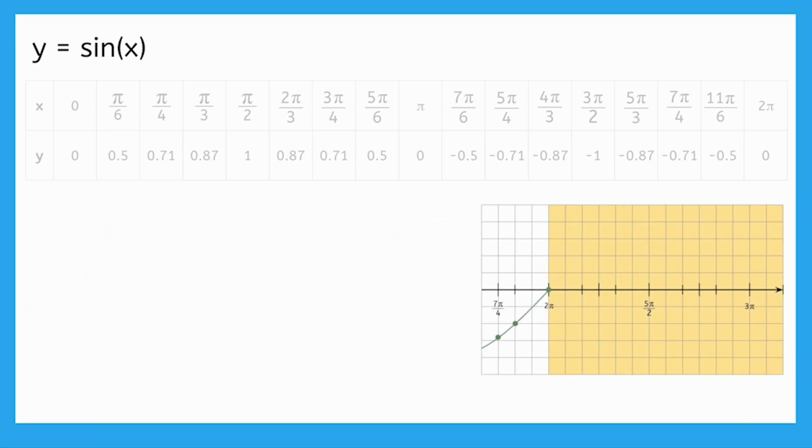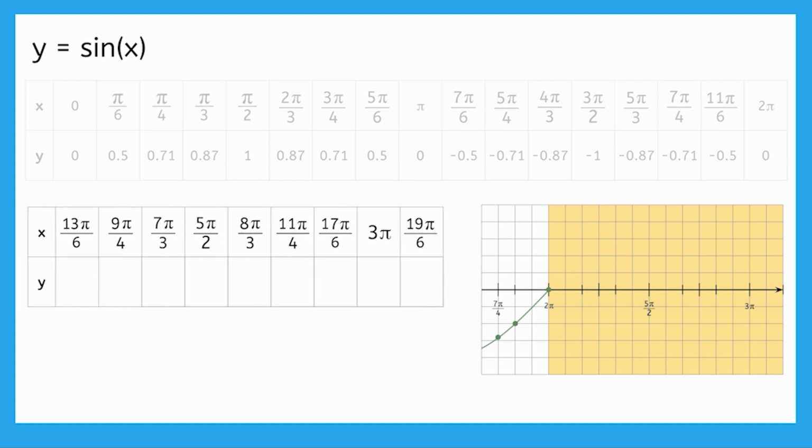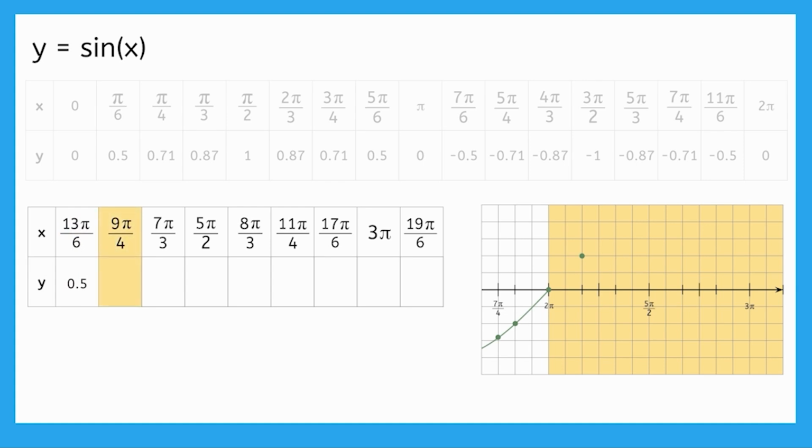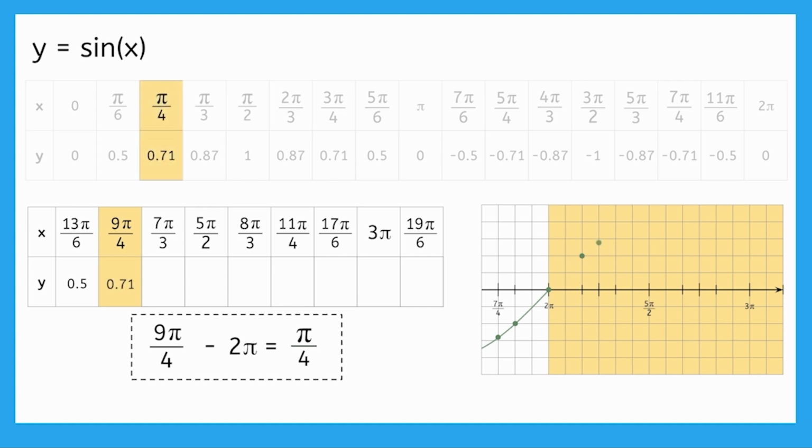On this side, we want to find y values for x values that are larger than 2 pi. Does that sound familiar? Earlier in this unit, we learned how to find the sine of something like 13 pi over 6 by using coterminal angles. Subtracting 2 pi from 13 pi over 6 results in pi over 6. So 13 pi over 6 and pi over 6 are coterminal and share the same value of sine. So we have the next point. How about 9 pi over 4? Subtracting 2 pi results in pi over 4, so the sine of 9 pi over 4 is the same as the sine of pi over 4.